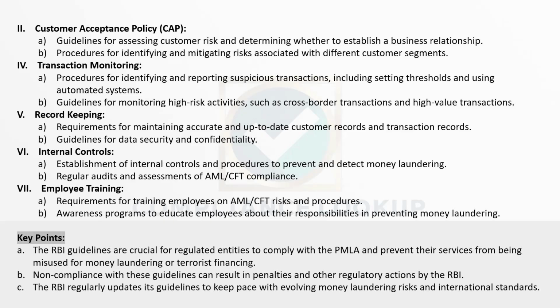F. Employee training. Employees must be trained on the risks of money laundering and their role in preventing it. What it involves: first, regular training sessions for staff on how to spot suspicious activities. Second, awareness programs to ensure employees understand the legal consequences of not complying with AML rules. Example: frontline employees like tellers receive training on how to recognize when a customer might be involved in laundering money, such as through frequent large cash deposits without a clear source.